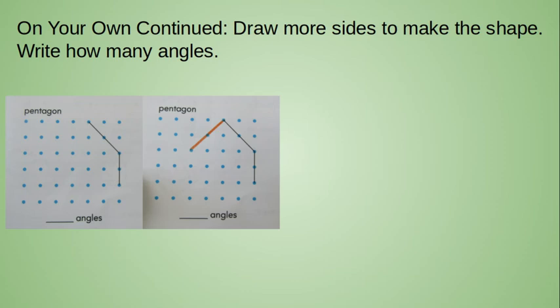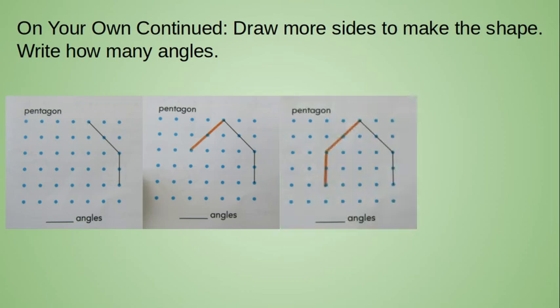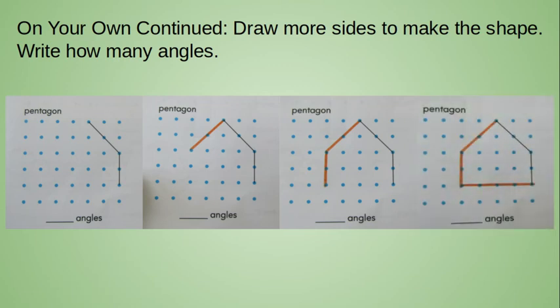Now I'm up to 3 sides. Draw my next line or side. I'm up to 4. And now I'm up to 5 sides. How many angles are in that pentagon? Go ahead and show your angles with those half circles and fill in the number of angles.